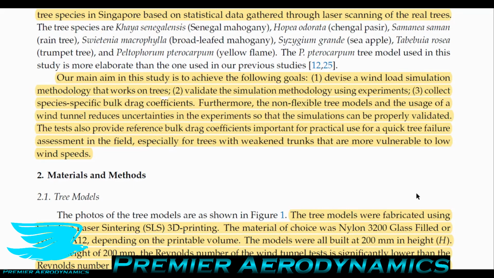So that's interesting. In real life, trees obviously flex, and that's going to change aerodynamics. One limitation in research is what they're saying here: wind tunnels usually don't have flexible trees, which helps validate CFD, but that means it's not really as applicable to real life as if you did have flexible tree models. The tests also provide reference bulk drag coefficients important for practical use for a quick tree failure assessment in the field, especially for trees with weakened trunks that are more vulnerable to low wind speeds.